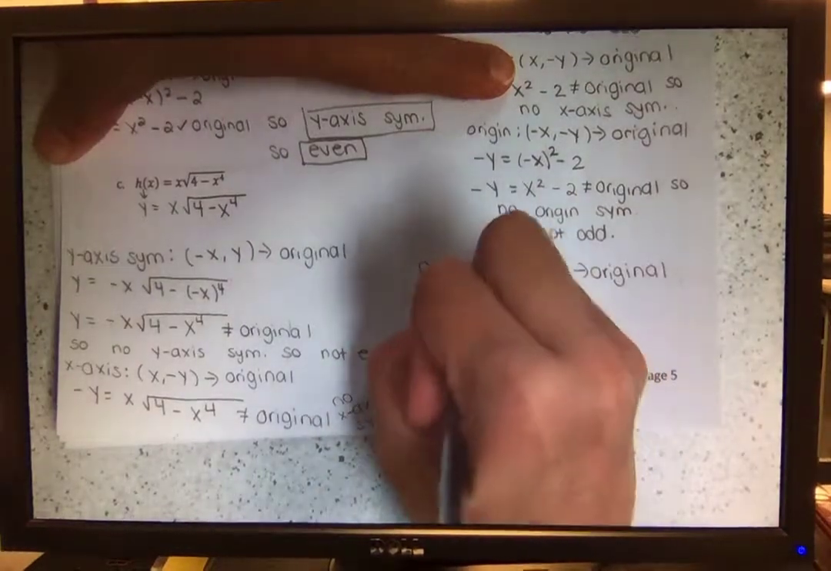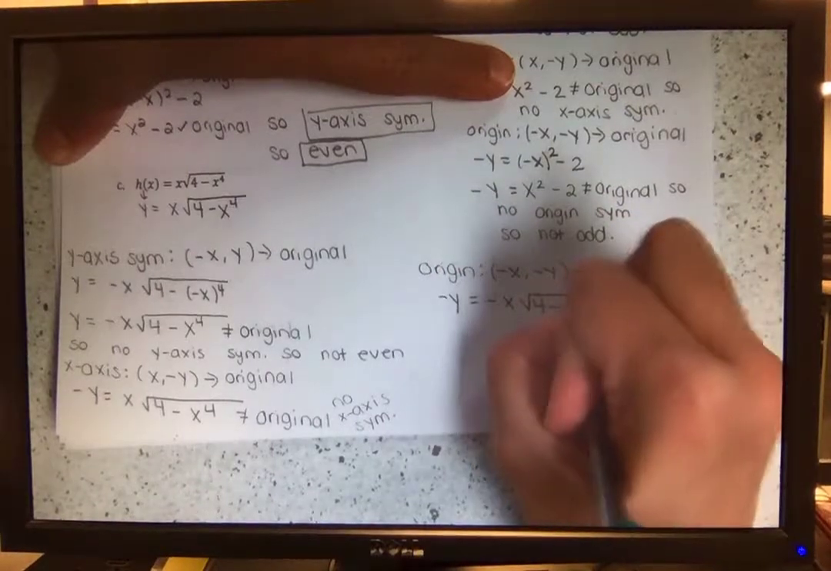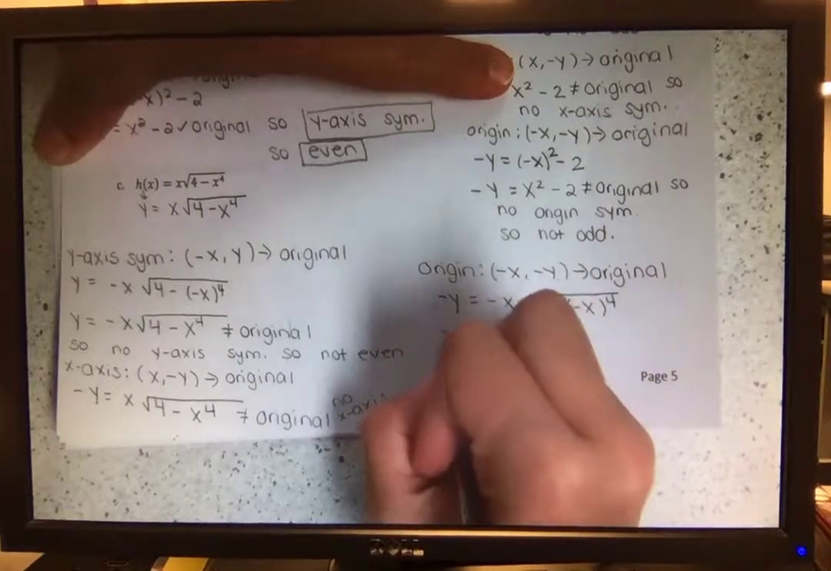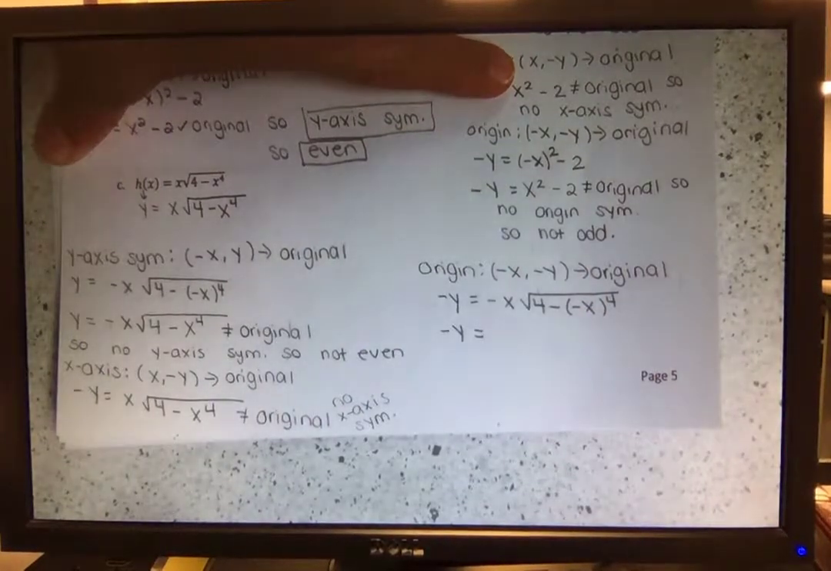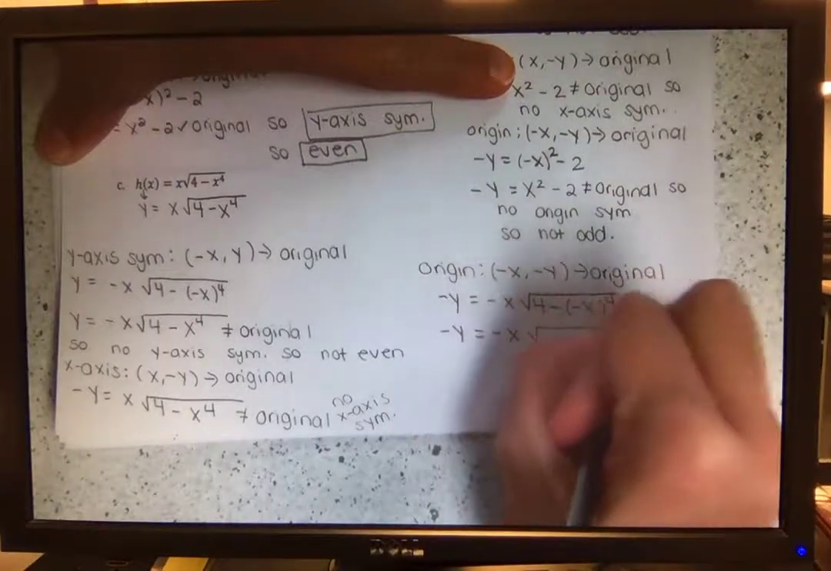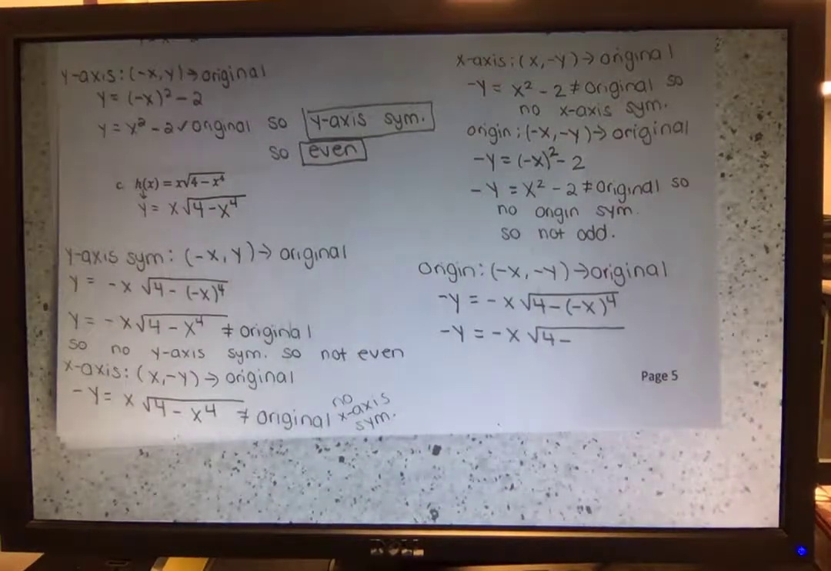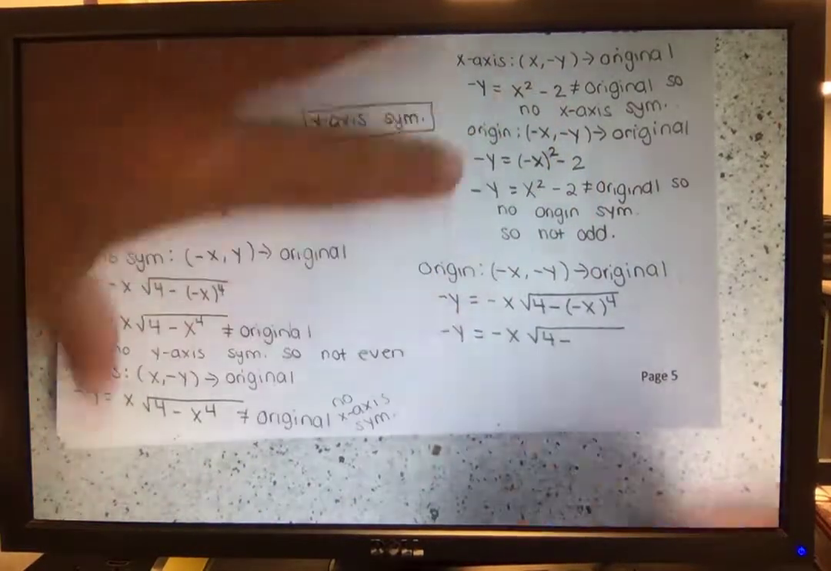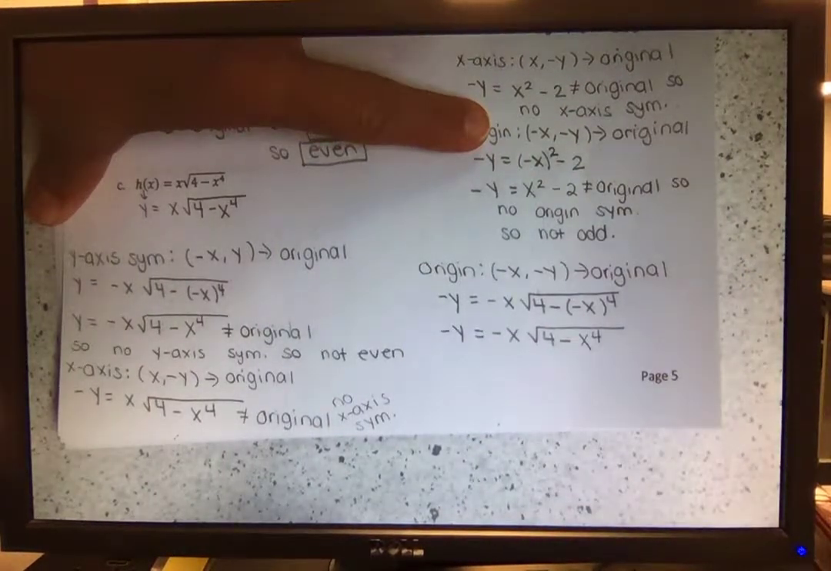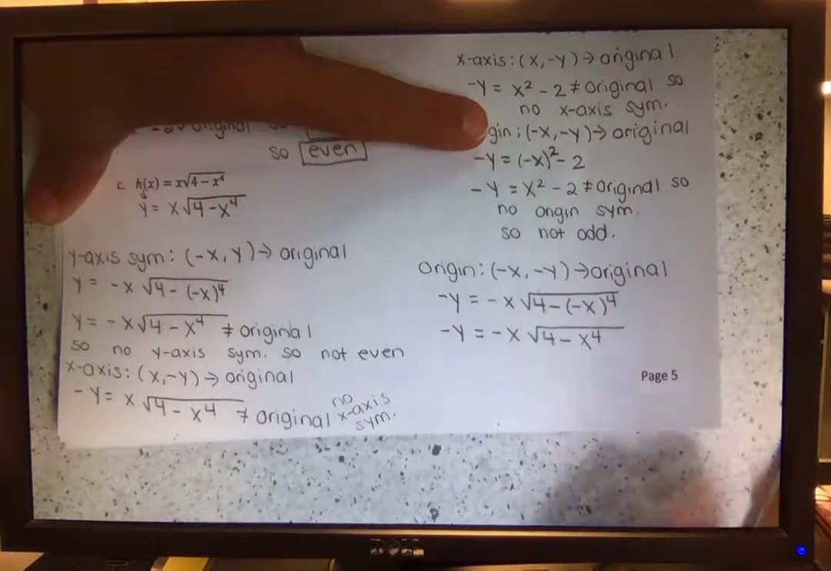So we have negative y equals negative x times the square root of 4 minus negative x to the fourth. Like we said earlier, we can't get rid of this negative out front of y, so it's going to stay negative y. Likewise, I can't get rid of this negative in front of x, so it's going to stay negative x times the square root of 4 minus negative x to the fourth, because that's the even power. Negative times negative times negative times negative will give me a positive x to the fourth. So I have negative y equals negative x times the square root of 4 minus x to the fourth.